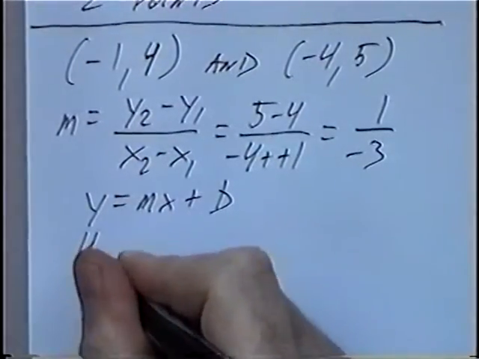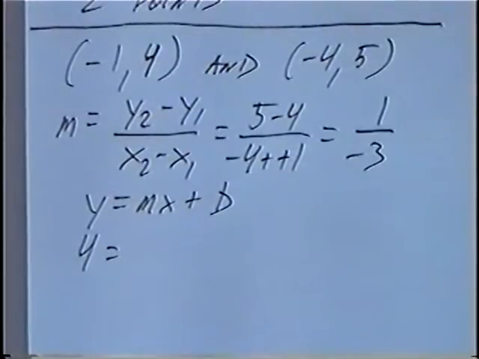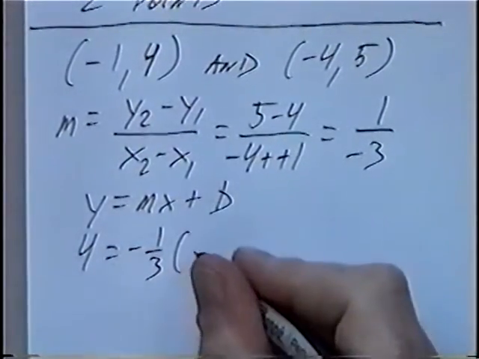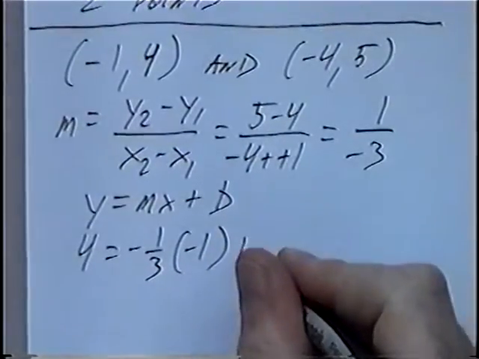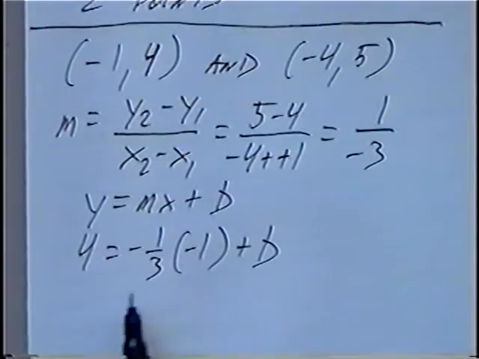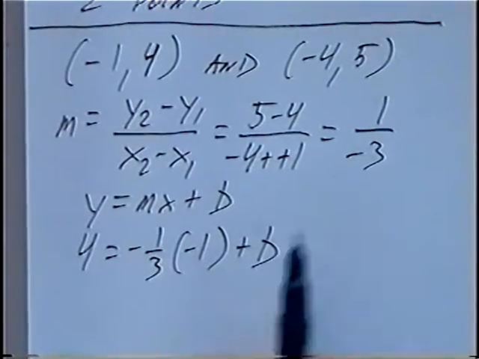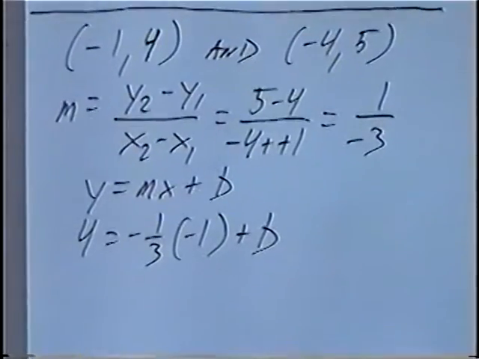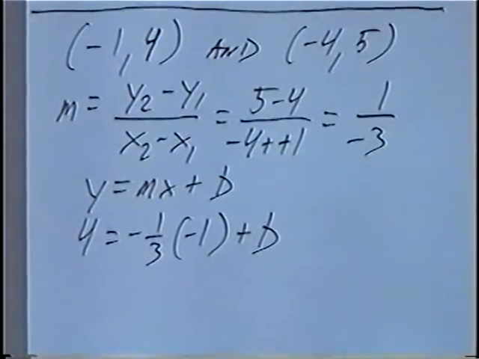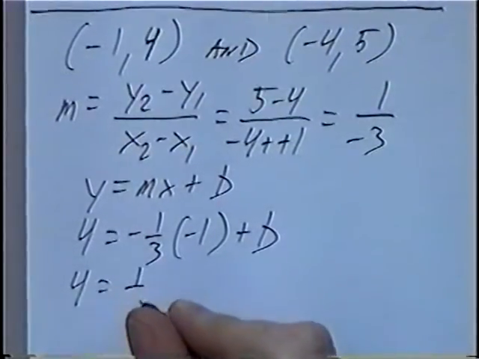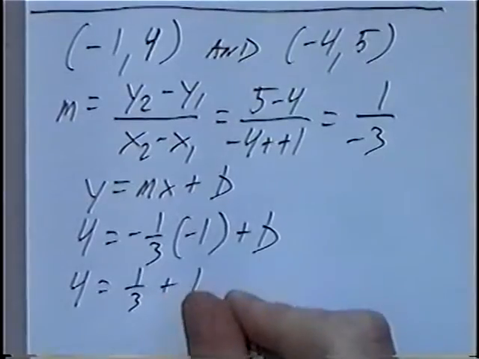The y value would be 4. The m we found was negative 1/3. X is negative 1 and plus b. If you wanted to, instead of negative 1 and 4, you could use negative 4 and 5 and you get the same answer. Solving from here, 4 equals negative 1/3 times negative 1 would be positive 1/3 plus b.